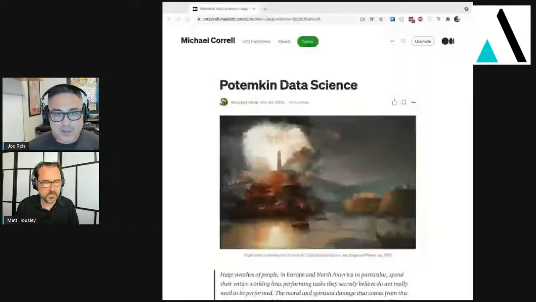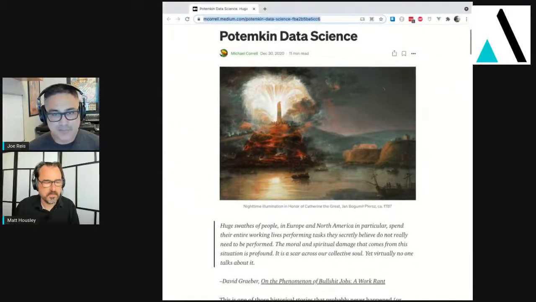Made some sacrifices. So anyway, we want to talk about an article that came out a few months ago, but it was making the rounds on Hacker News recently. This article is about Potemkin data science. I think this caught your attention, Matt.